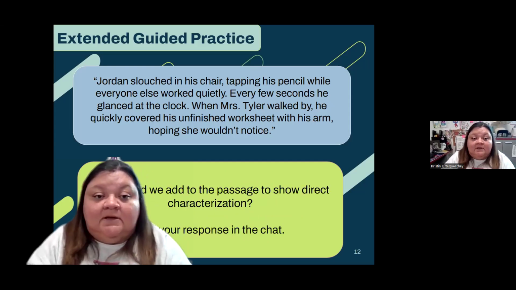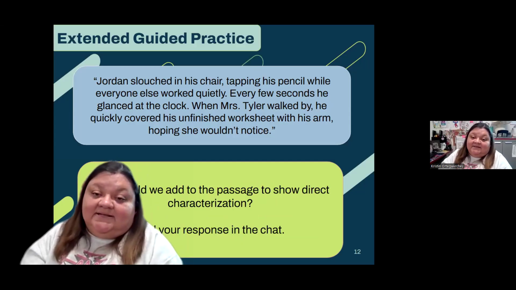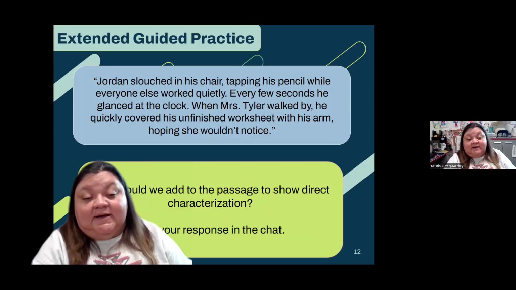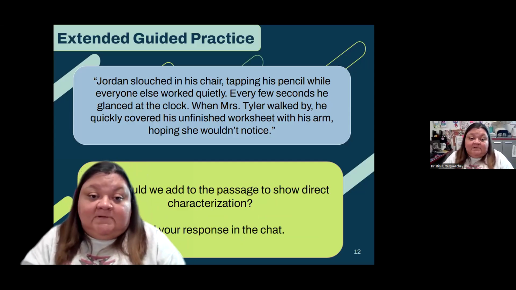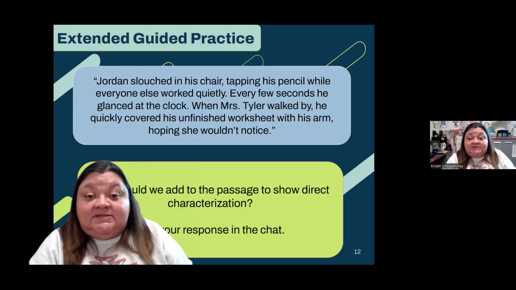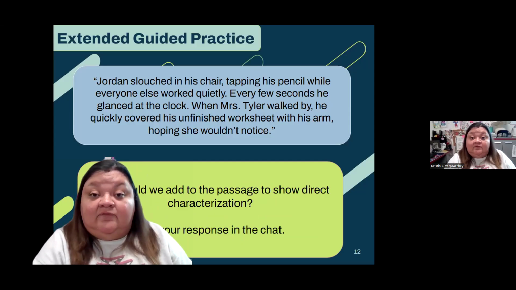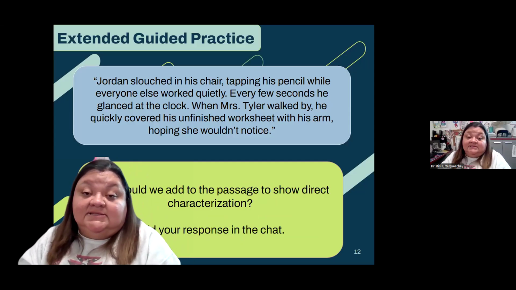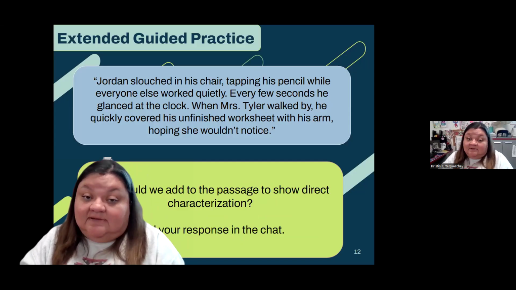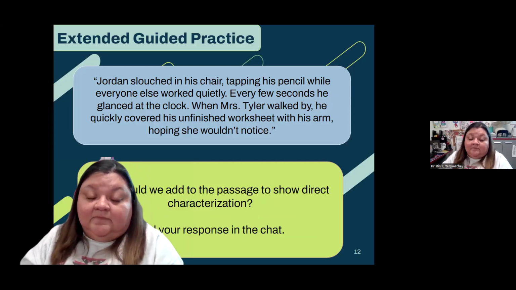Very nice. Okay, what could be added to the passage just to show direct characterization? What could be added to this passage to show direct? Oh, yeah, that's good. At the end, it could say that Jordan was embarrassed because he didn't study the night before. He has a tendency to put everything off to the last minute. Okay, that's good. Thank you.